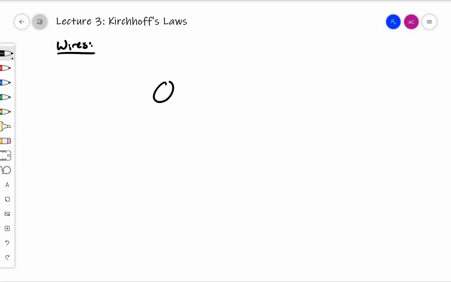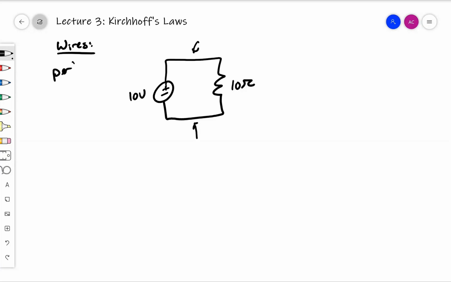So before, we had just a little circuit like this with a voltage source and a resistor. Let's just put arbitrary values here. These wires here and here, we never really talked about. Those wires are going to be perfect conductors. That means the wire is not going to provide any resistance at all. So from this point to this point, there's no resistance at all.